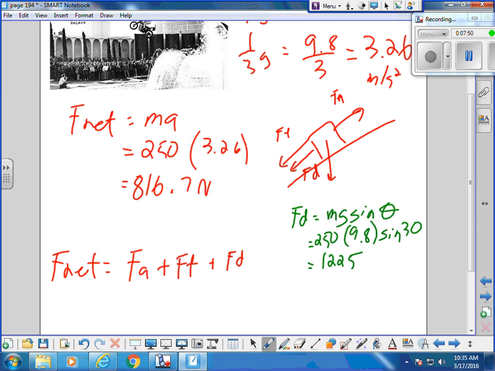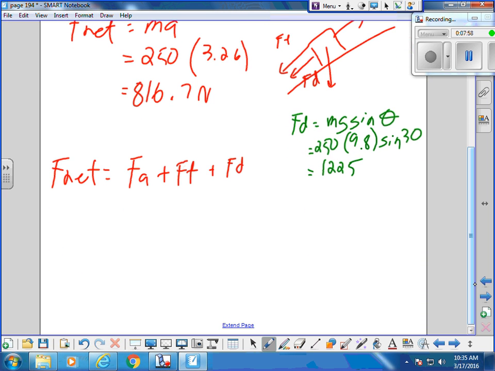Everybody with me so far? Yes, sir. And now what do I do? Plug her all in and enjoy, right? Okay, now do I know F net? Yes, I do. It's this 816, isn't it? 816.7. We are solving for the applied force.